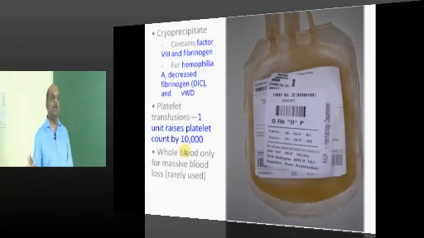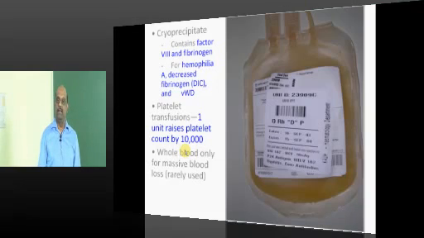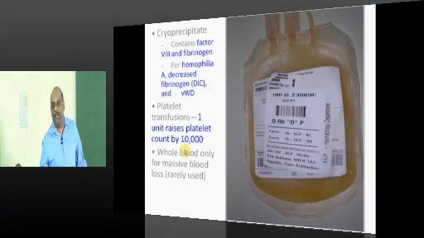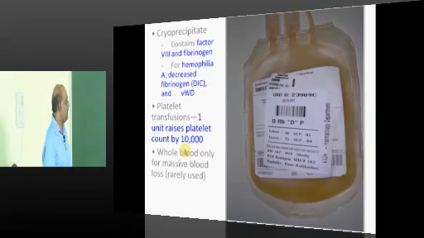What is the normal platelet count? Between 1.5 to 4 lakhs. If the platelet count is less than 1 lakh, you call it thrombocytopenia. Once it is less than 20,000, spontaneous bleeding will be there. There will be bleeding into brain, bleeding into conjunctiva, anywhere. So to take care of them, we need to give platelet transfusions, classically.